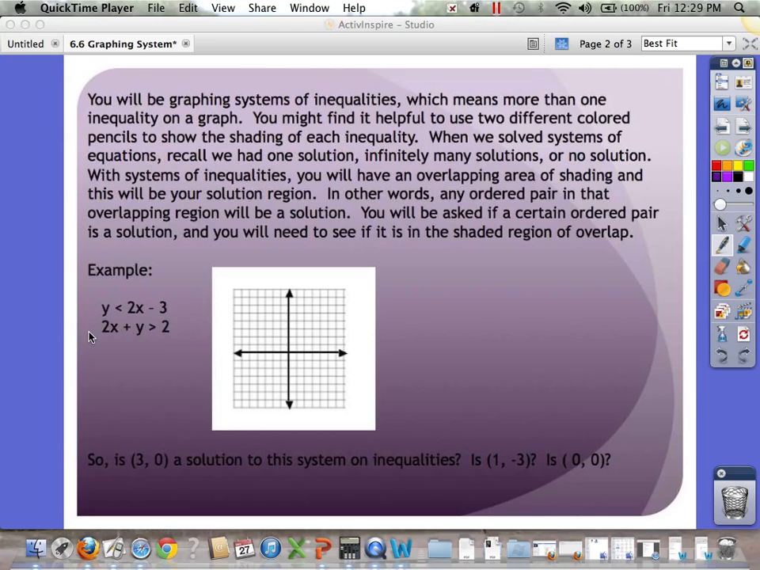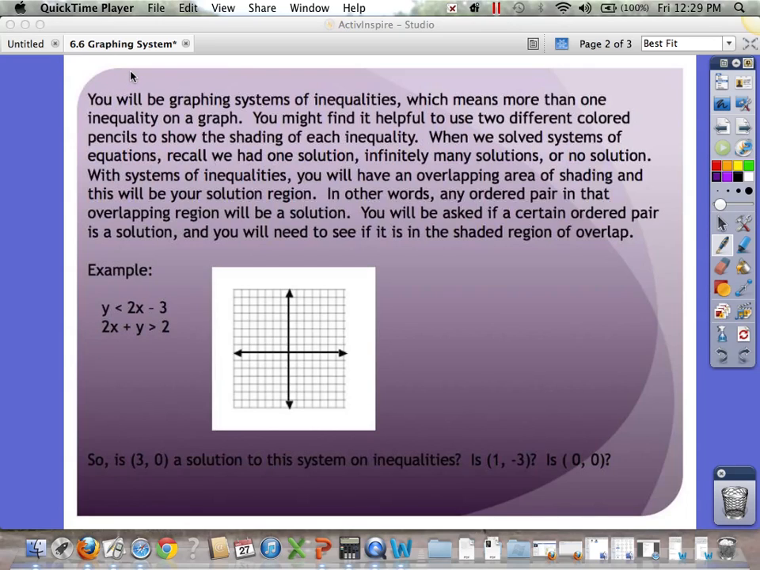And then when you're finished, when we solved regular systems of equations, we had one solution or infinitely many solutions or no solutions. But with systems of inequalities, you will have an overlapping area of shading that will be your solution region. So all the points in the overlapping area will be your solution. You will be asked if a certain ordered pair is a solution, so you'll need to see if it's in the shaded region of the overlap.